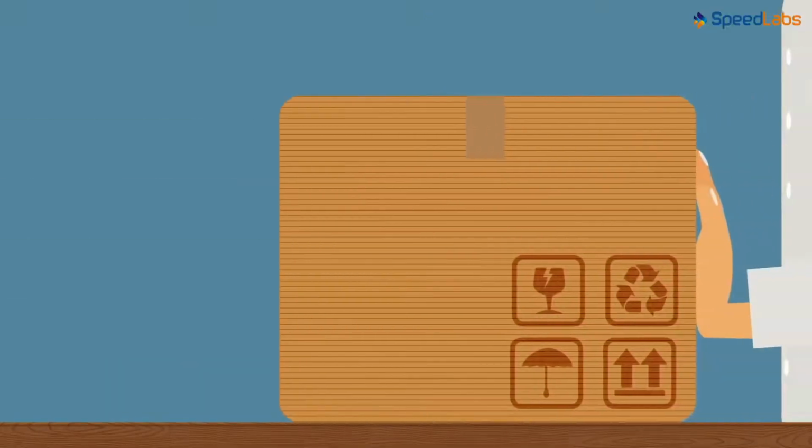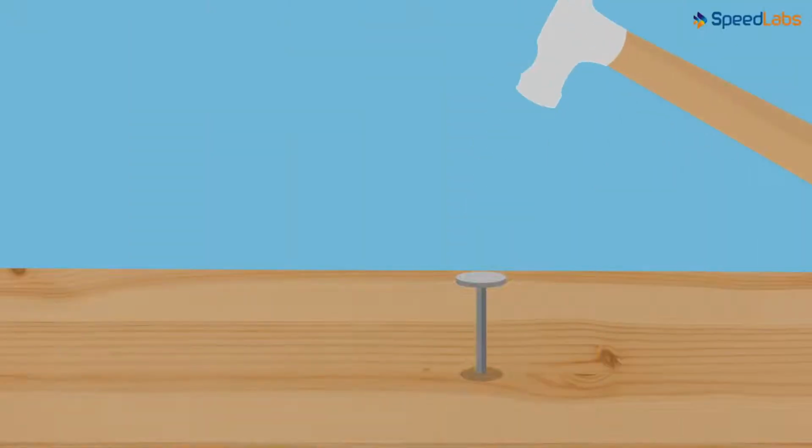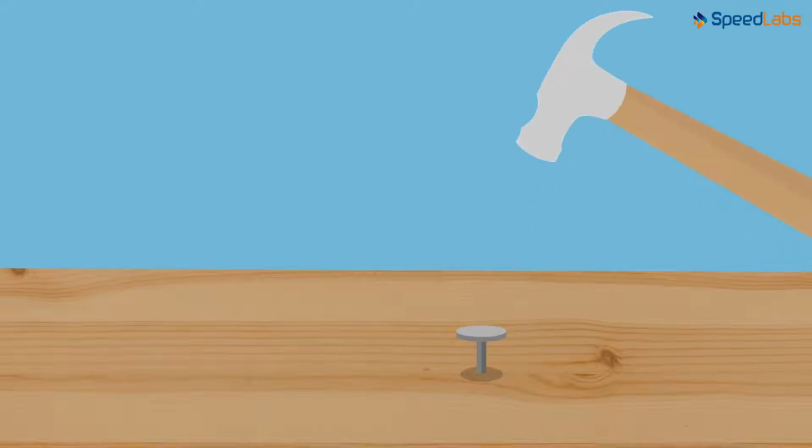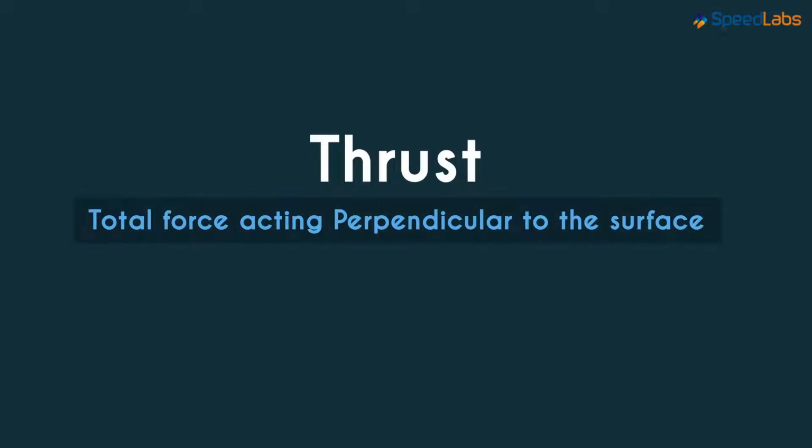Forces you see in daily life. You pushing a box, your weight, which is a force acting downwards, hammering a big nail into the ground. All these forces, if you notice, are acting perpendicular to the surface. A force exerted by an object perpendicular to the surface is given a special name. It's called thrust. It's the total force acting perpendicular to the surface.